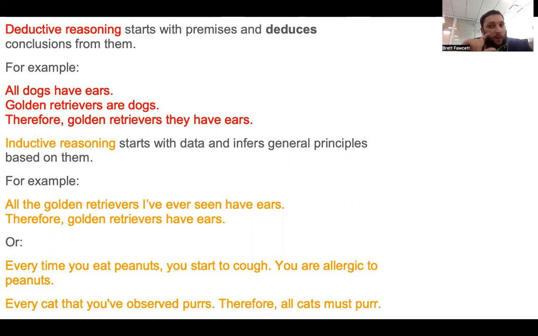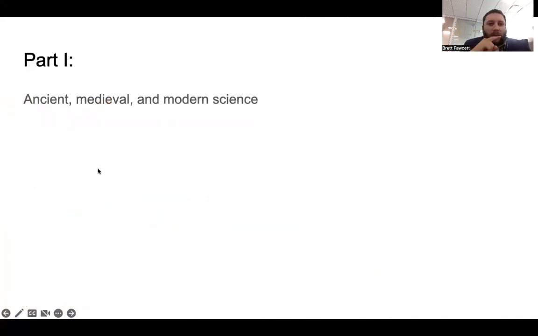Inductive reasoning starts with data, raw data you could say, and infers general principles from it. So it could be: all the golden retrievers I've ever seen have ears, therefore golden retrievers have ears. Or every time you eat peanuts, you start to cough. So inductively you reason, okay, you're probably allergic to peanuts. Or every cat you've ever observed purrs and meows, so therefore that's what cats do. All cats are defined by the property of purring and meowing. So deduction is top down, induction is bottom up, if you want to think of it that way.